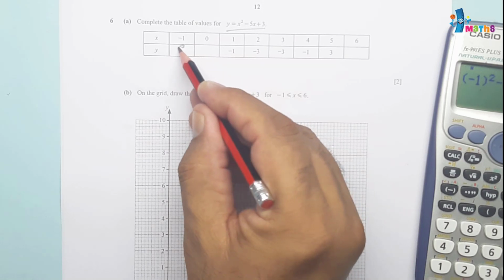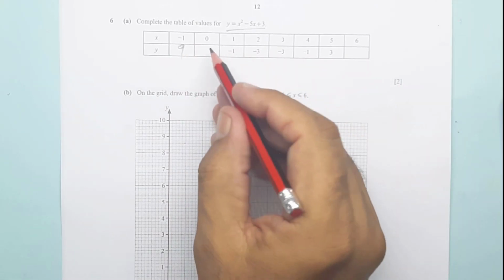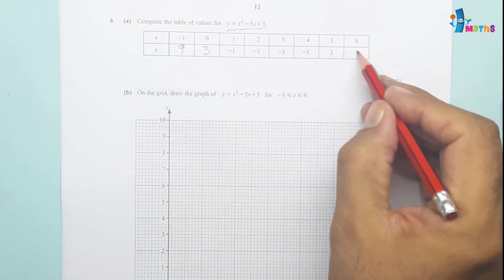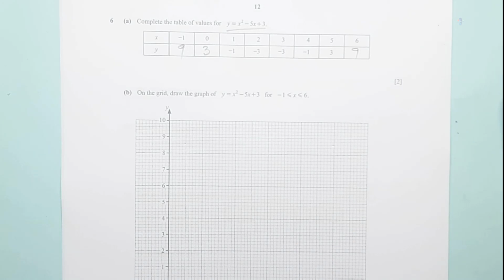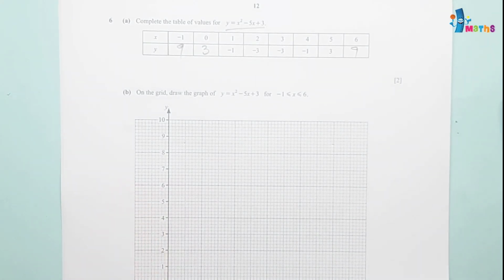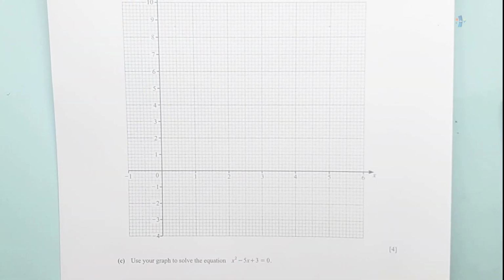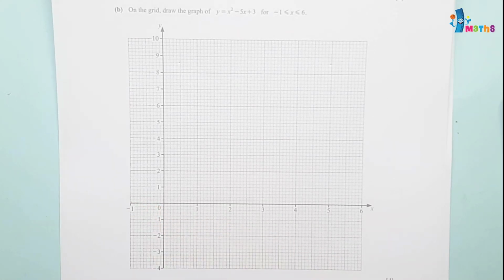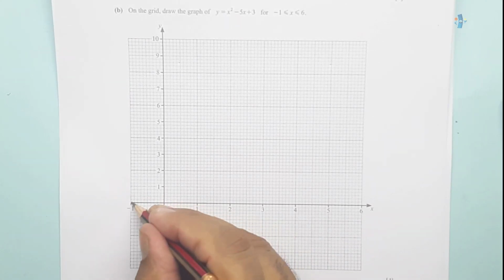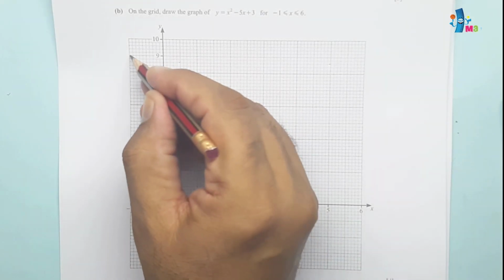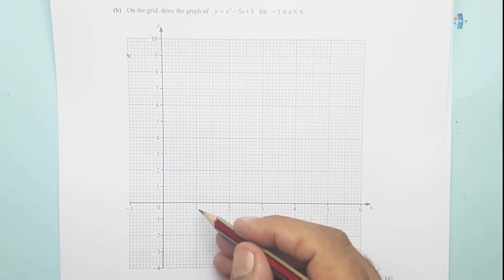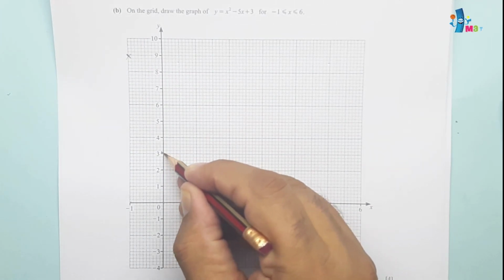One value I have calculated, the rest of the values you can calculate, and for saving time I'm just writing the numbers. 3 and 9 will be the values. Now we have to plot these values, and for plotting I'll start from the first point, which is -1 and 9. -1 is this one, and 9 is over here, so I will mark this. Then comes the second point, which is 0 and 3. 0, 3 will be this point.